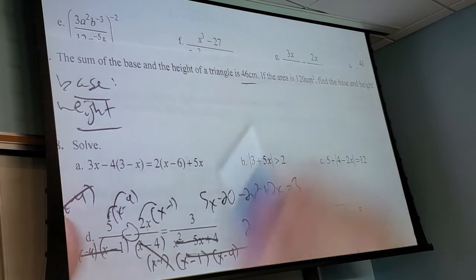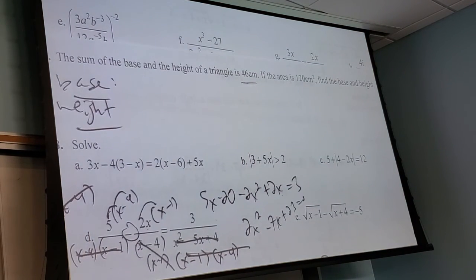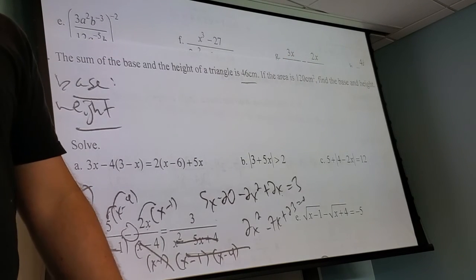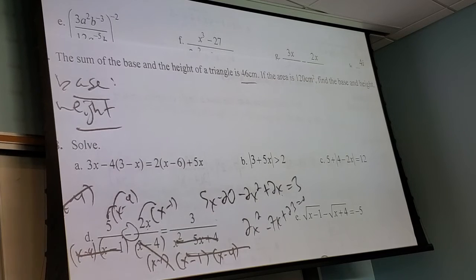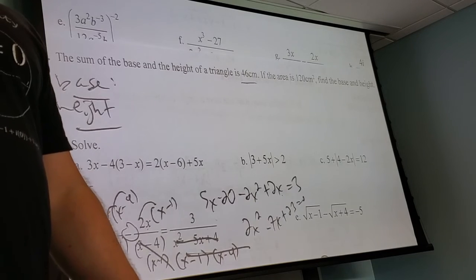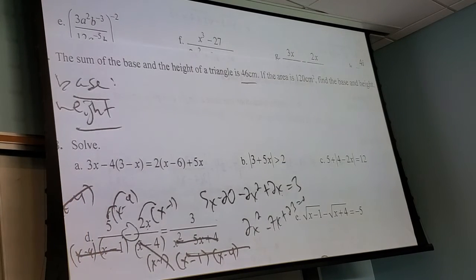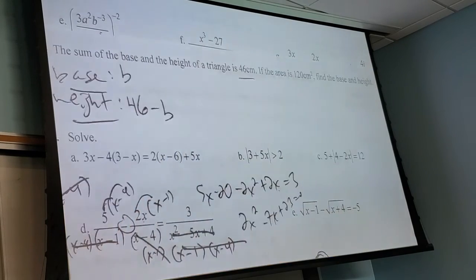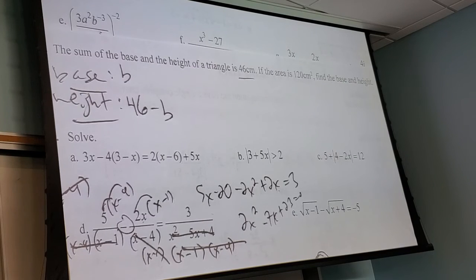Now, I know that they add to be 46, so can they each be anything they want to be? No. If I make the base 20, what must the height be? 26. If I make the base 1, what must the height be? 45. So if I make the base b, what must the height be? 46 minus b. It must be the rest. So if I call the base b, or x, or whatever, then the height has to be 46 minus b, the rest, right? So I'm not going to call them b and h, because that says they can be anything they want to be. Nope. If I know one, the other one's got to be the rest.